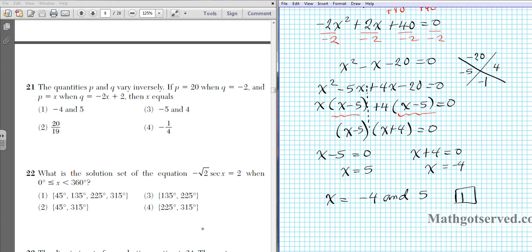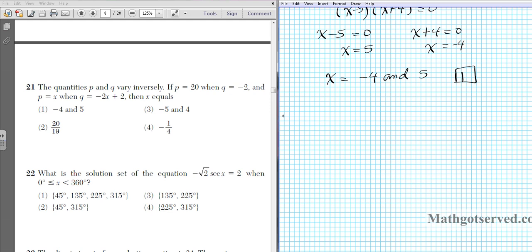Okay, let's take a look at number 2. I'm sorry, 22. It says, between 0 and 360, what is the solution set of the equation negative root 2 secant x equals 2? So let's isolate the secant. To do that, we divide both sides by negative root 2. So we have secant x equals negative 2 over root 2.